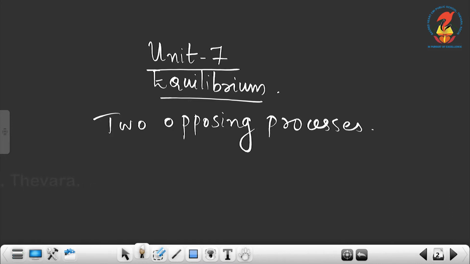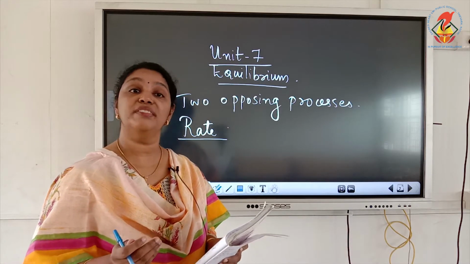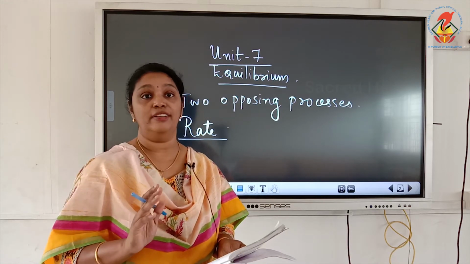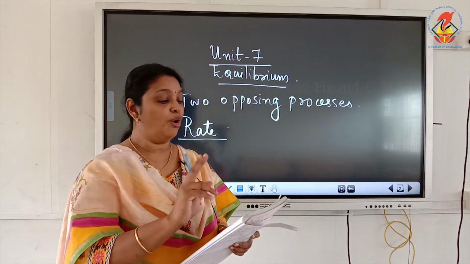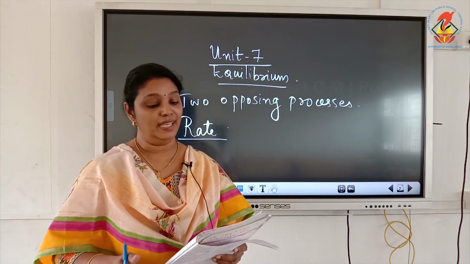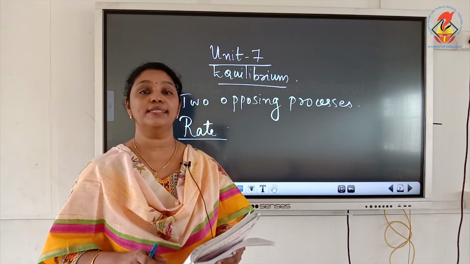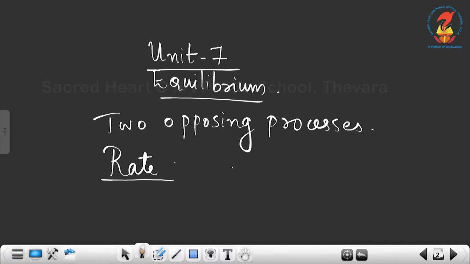And equilibrium is attained when the rate of, when you say rate in chemistry, rate means speed. So, we do not use the word speed, instead we use rate. So, equilibrium is attained when the rate of two opposing processes become equal. And the mixture of reactants and products at equilibrium is called equilibrium mixture.